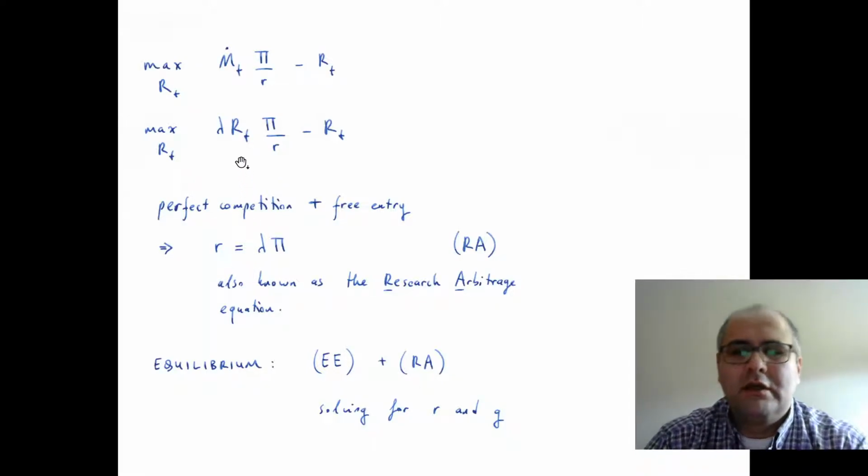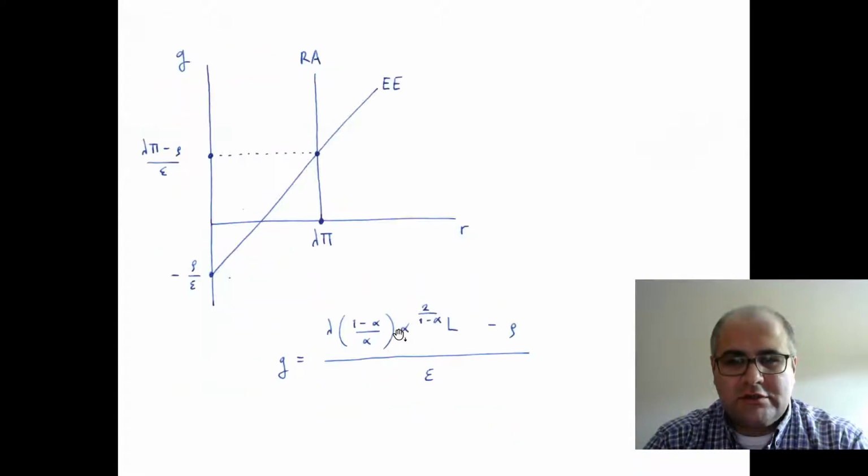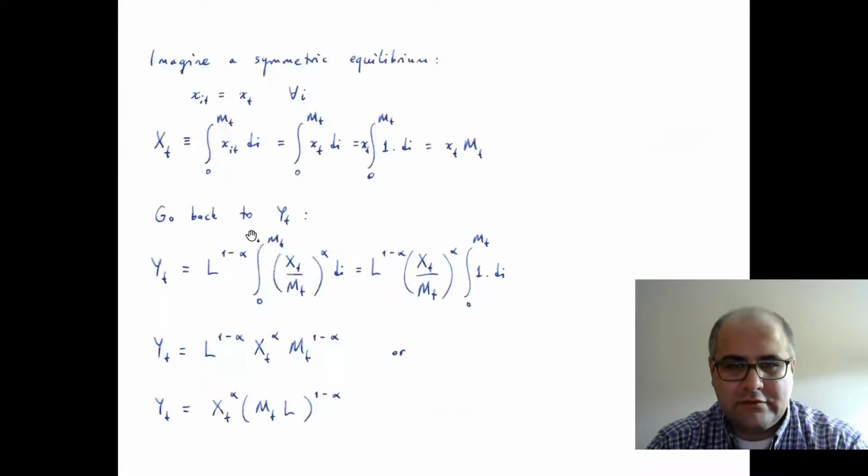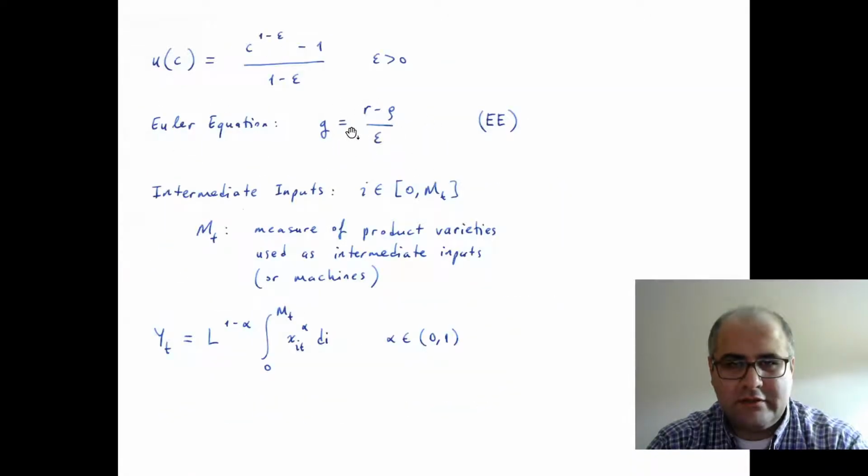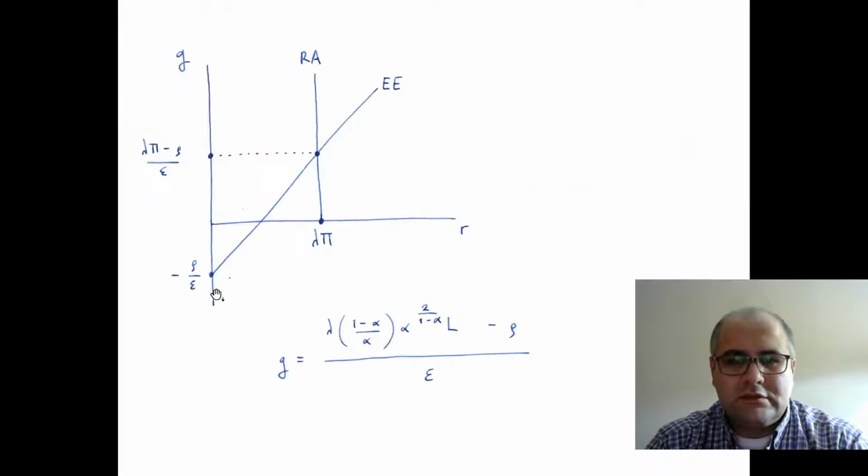So these two conditions, here I draw a figure. This is the earlier equation, G as a positively sloped linear function. And this is the research arbitrage condition, right? Once they intersect, they determine the equilibrium growth rate G. That's it. If you solve it explicitly, you will get that.